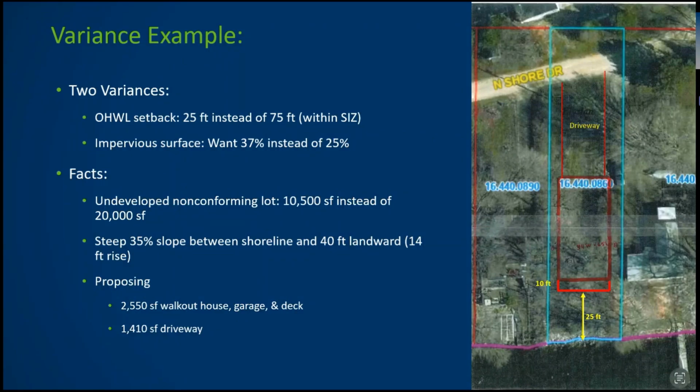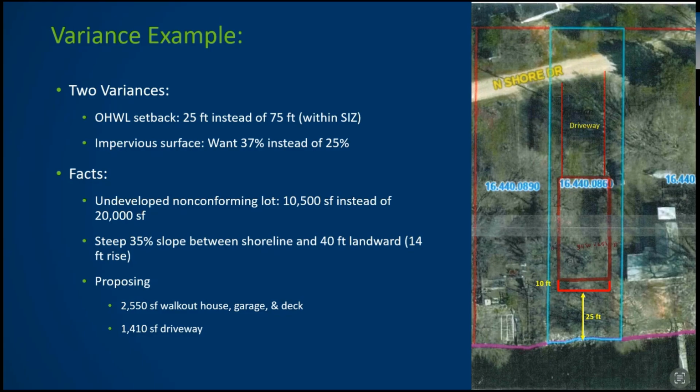At the shoreline area, we have a steep slope. It's a 35% slope, and it goes 40 feet landward. It only rises 14 feet, therefore it's not technically a bluff, it's just a steep slope. And this person is proposing a 2,550 square foot walkout house, garage, and deck, and 1,410 square foot driveway.